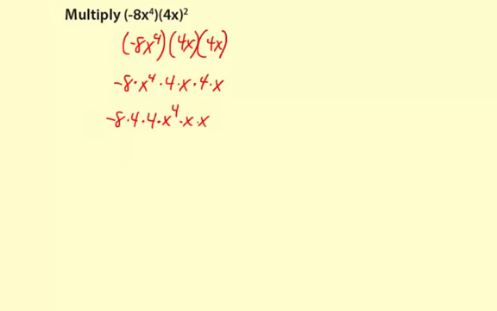Negative 8 times 4 is negative 32. And then times 4 again. I'm actually going to write that one out. 2 times 4 is 8. Negative 3 times 4 is negative 12, so negative 128. And then x to the fourth times x, that's x to the sixth.